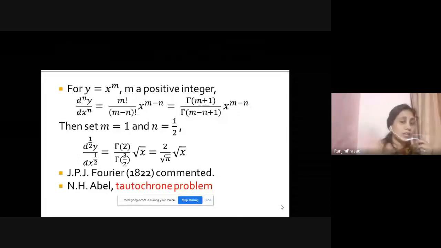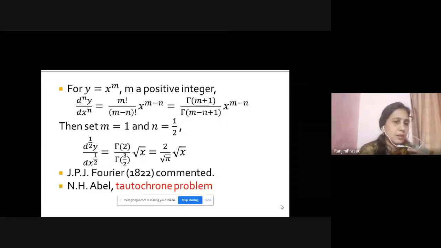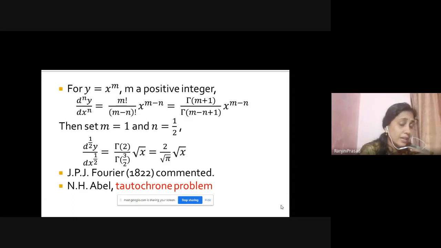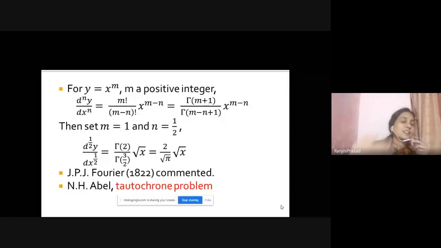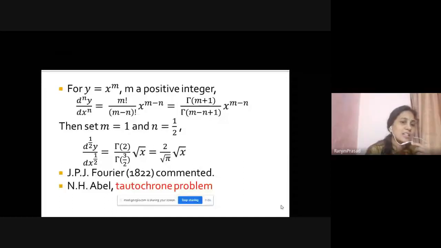Laplace gave that expression for the fractional derivative of half. After that, J.B.J. Fourier in 1822 also commented in some papers on fractional calculus. But there was not any application in fractional calculus. So far we have derived only the half derivative, the 3 by 2 derivative, like that, but there was no application. So what was the application for a fractional derivative? No one came to know about that until N.H. Abel started to give the tautochrone problem. So what does the tautochrone problem mean?